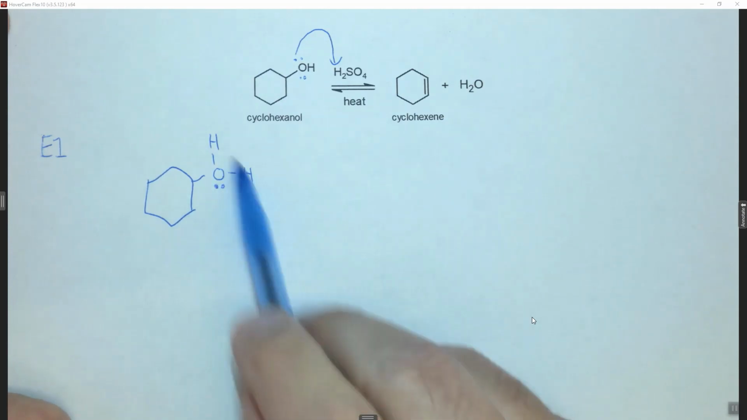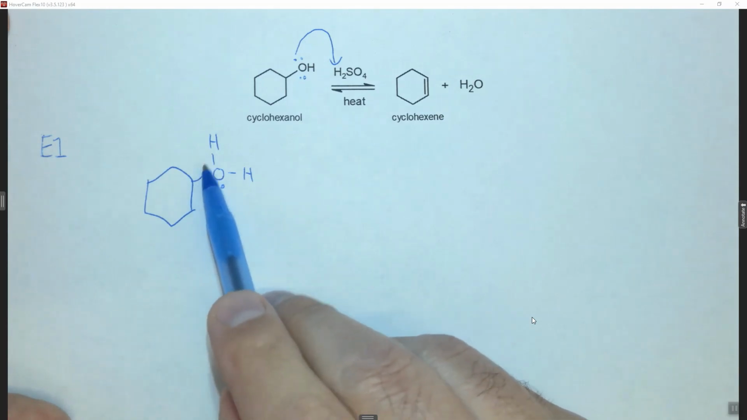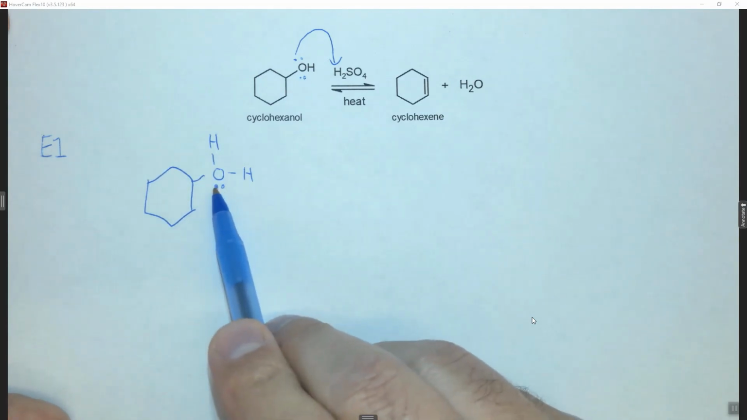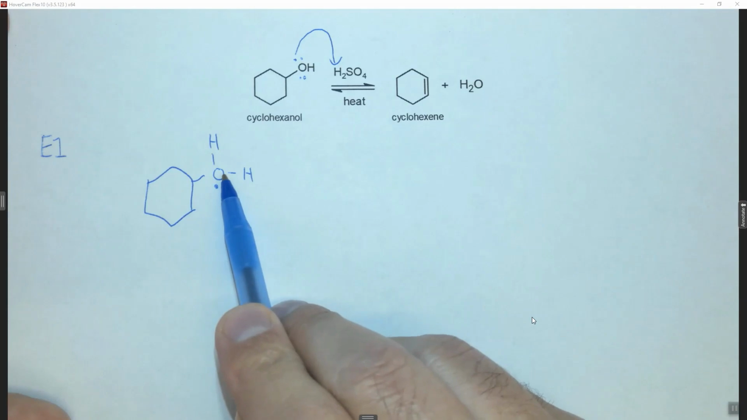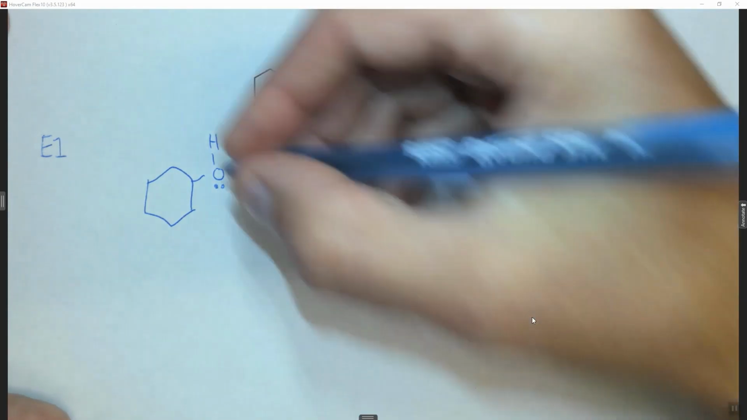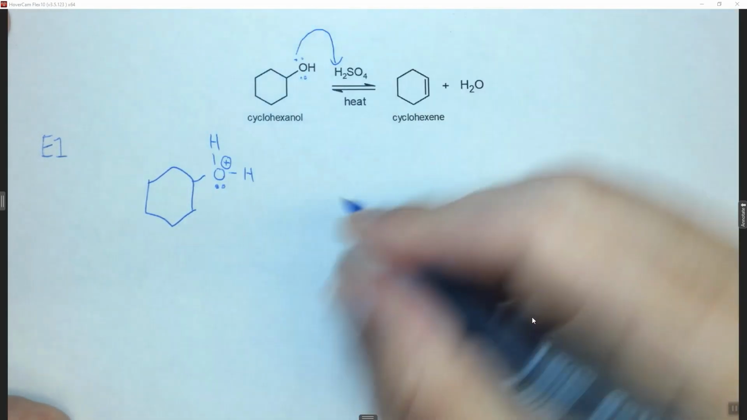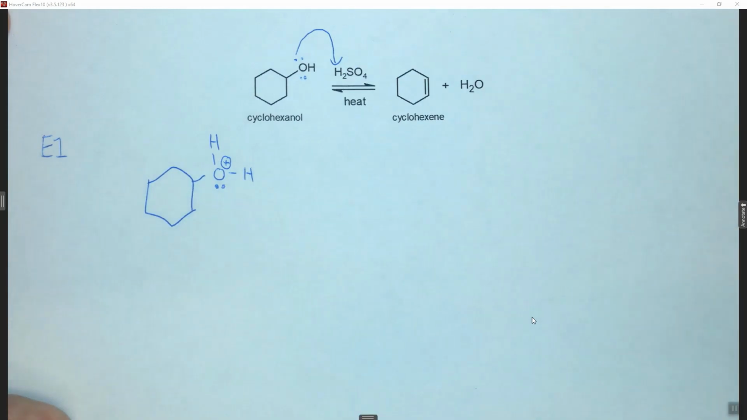So you count the dots as 1 and dashes as 1. So this has 1, 2, 3, 4, 5 electrons around it. Oxygen wants to have 6 electrons around it. It's missing an electron, so it's plus. Again, oxygen with 3 bonds and a lone pair is always plus. It's hard to learn patterns. You learn rules, and then you see patterns.